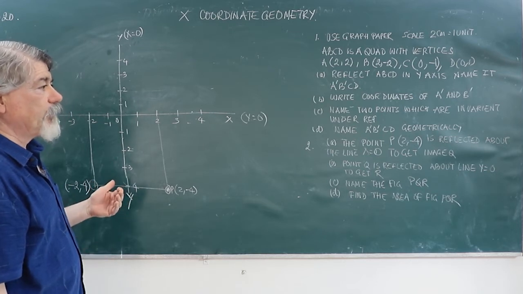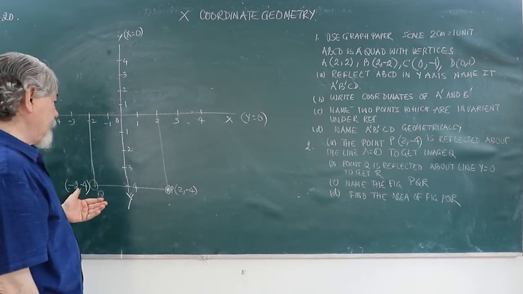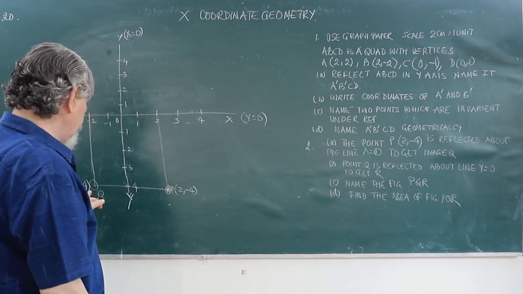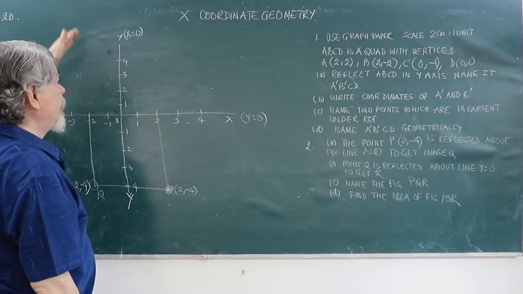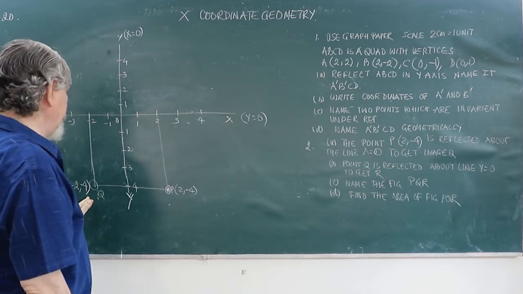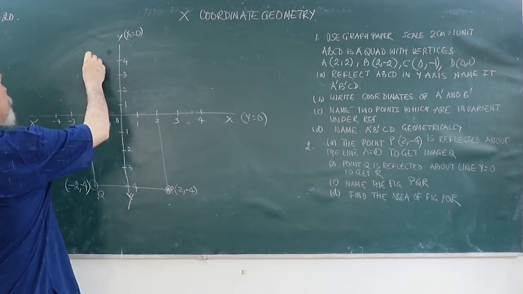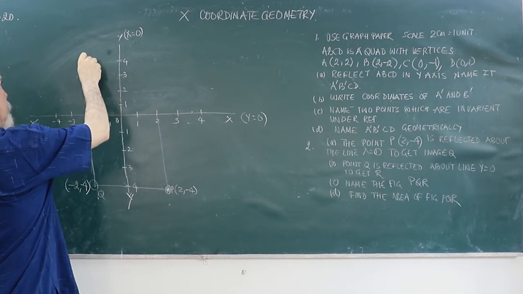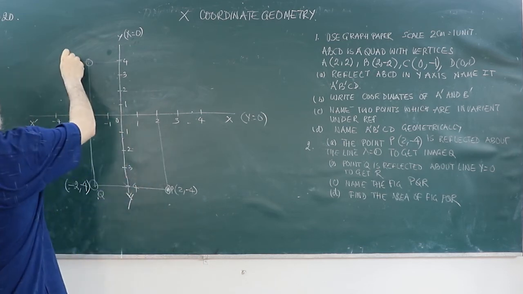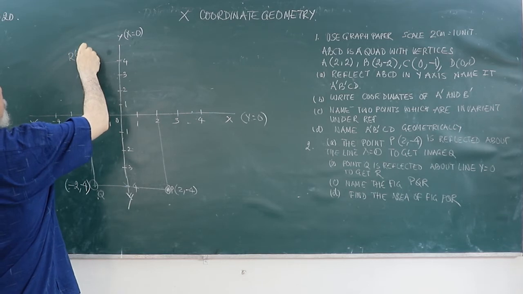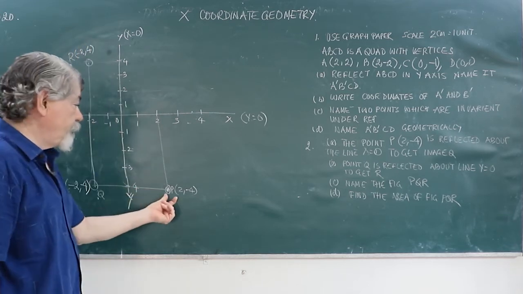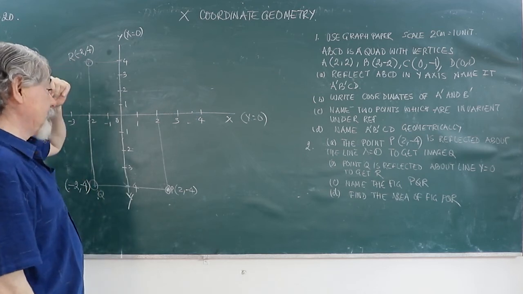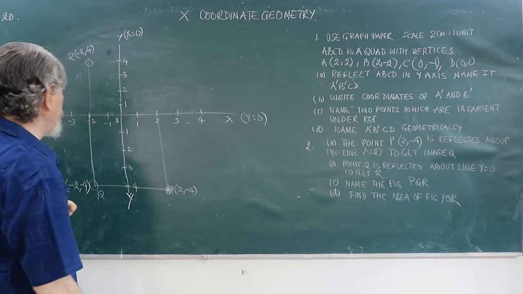Point Q is reflected about the line y = 0. y = 0 means the x-axis. Now this point Q is reflected in the x-axis, so it will become (-2, 4), and then he has named it R. So point P is reflected in the y-axis, then Q reflected in the x-axis, and he says name the figure PQR.